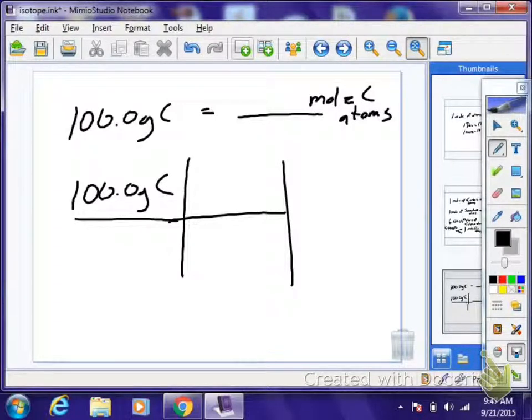What unit should go down below? Grams of carbon, just like we did when we did converting. What goes above? Avogadro's... what's that? Avogadro's number? Well, it would be if I wanted to know total number of atoms, but I want to know moles of carbon atoms. So, the unit of mole goes up above here.